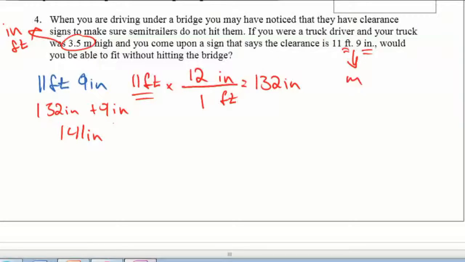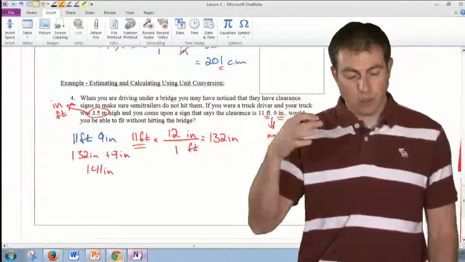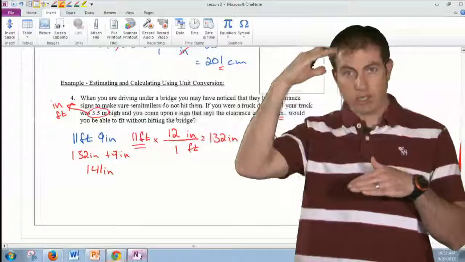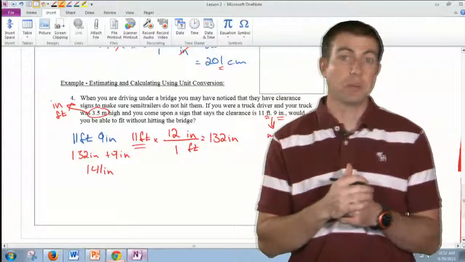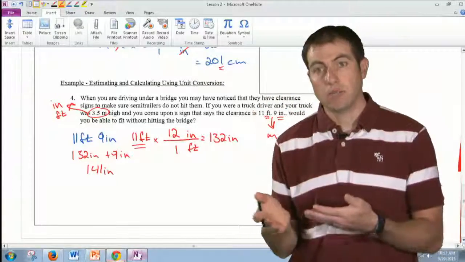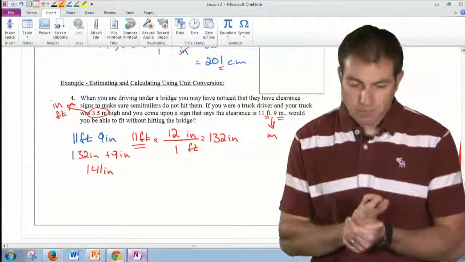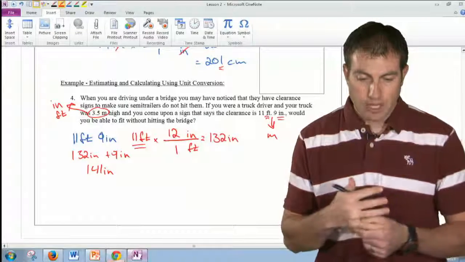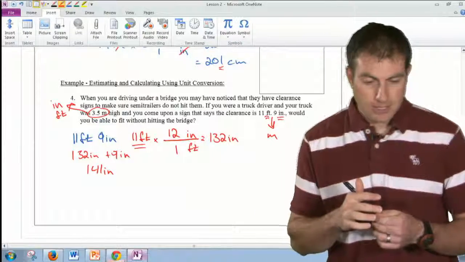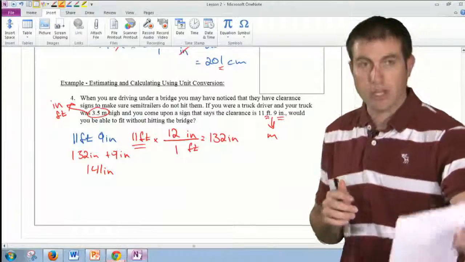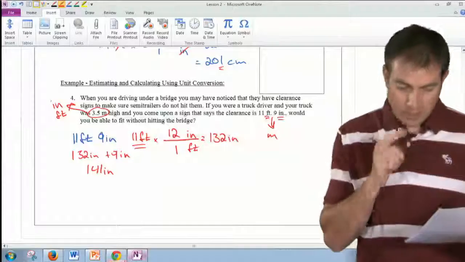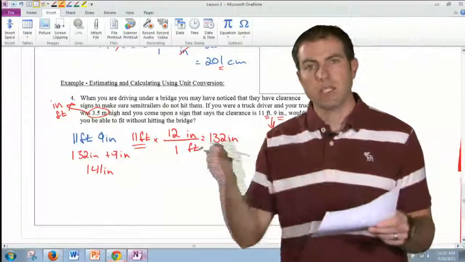Once we get this far, I'm interested to see if we have enough clearance. So it's 141 inches high. I know my truck's 3.5 meters high, so I need to figure out exactly where that falls. So what I'm going to do is convert my inches now into meters, or I might have to do a 2-step conversion. So in this case, if I look on my formula sheet, for all my conversions that I know, just looking at the top on the formula sheet, I don't see anything that goes right from inches into meters.